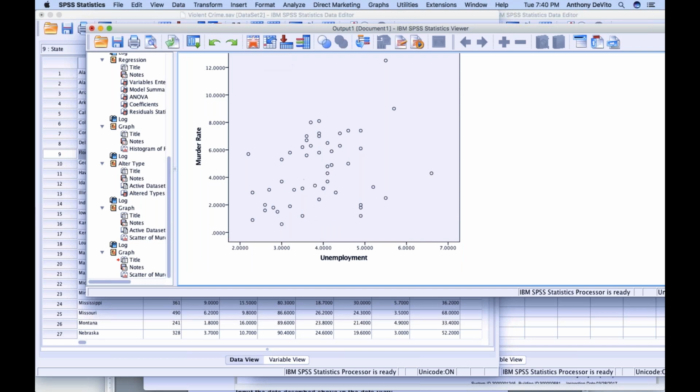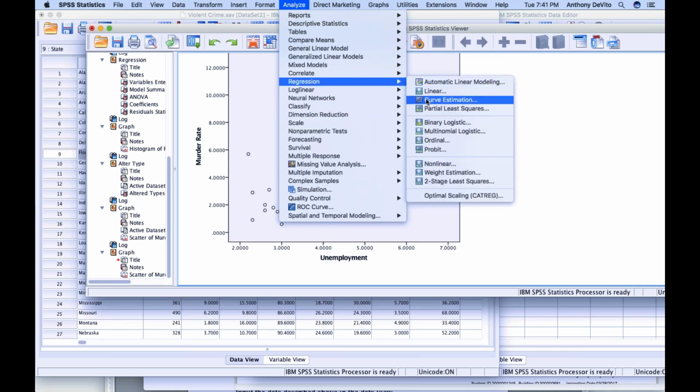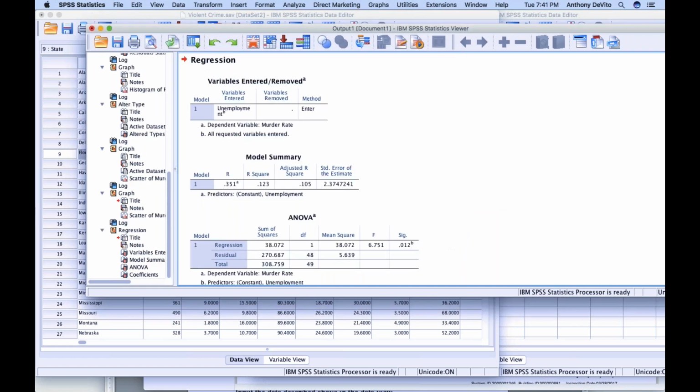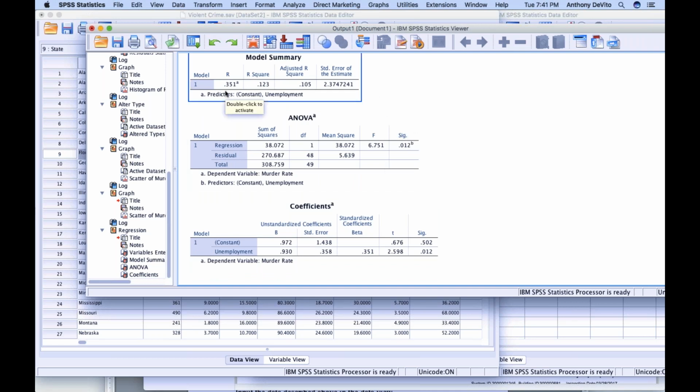Okay, so let's see what that formula is going to be. Analyze, regression, linear. Okay, so again, let's see, single, unemployment and murder rate. Okay, see what we get. Now, what is our R value? It's 0.351, right? It seems like an interesting idea that there seems to be some correlation, not a perfect correlation, not that strong a correlation, but some sort of correlation.